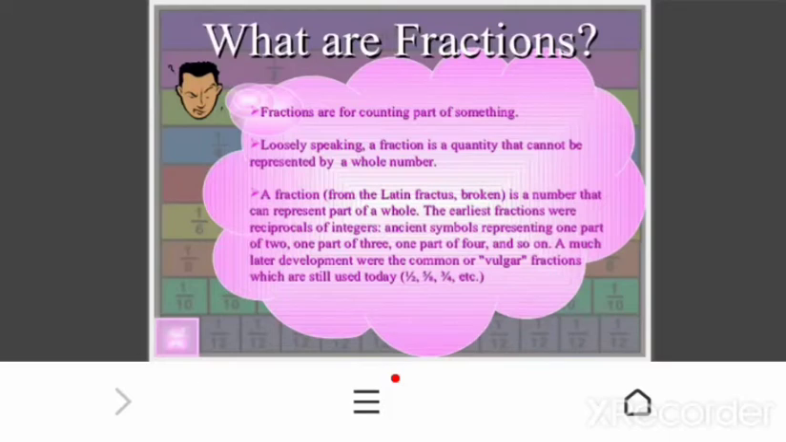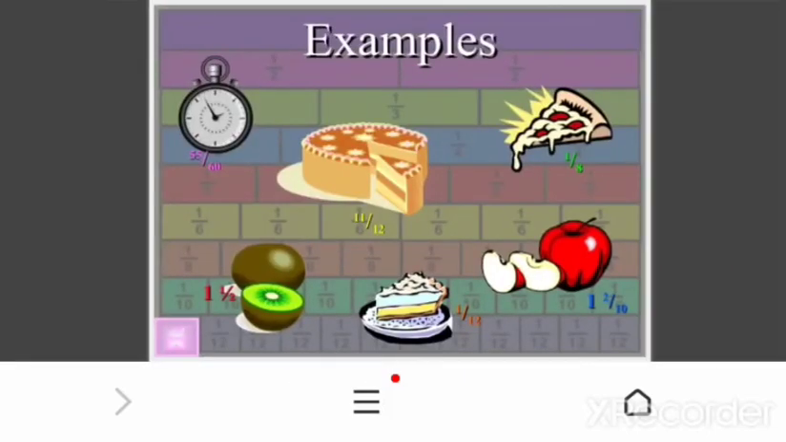A much later development were the common or vulgar fractions which we still use today, that is 1 by 2, 5 by 8, 3 by 4, etc. Like examples, look on the screen children: 55 by 60, 11 by 12, 1 by 8, 2 by 10, 1 by 12 and 1 whole 1 upon 2.